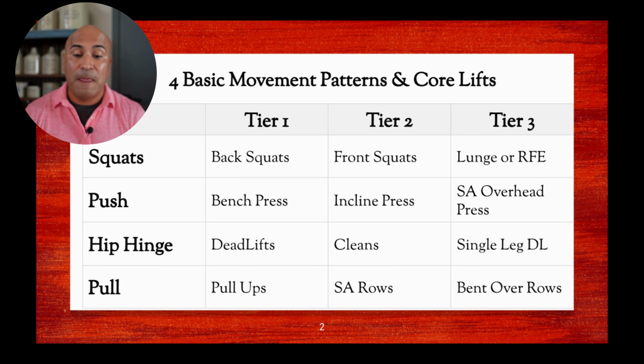And then tier 3 for our squats, lunge or RFEs, we'll do lateral lunges, reverse lunges. You can even add step ups. So whatever you want your tier 3 exercise to be. That's the beauty of this program, is that you can modify it to how you want it to work, whatever works best for your needs. Our tier 3 exercise for our push is our single arm overhead press. Our hip hinge tier 3 exercise is our single leg deadlift. And our pull tier 3 exercise is our bent over rows. So that's our core lifts. Then we'll chat a little bit more about how I put together those core lifts into our daily and weekly program.